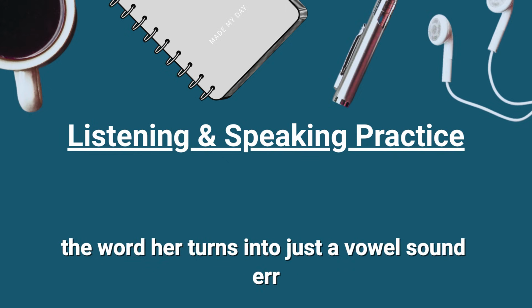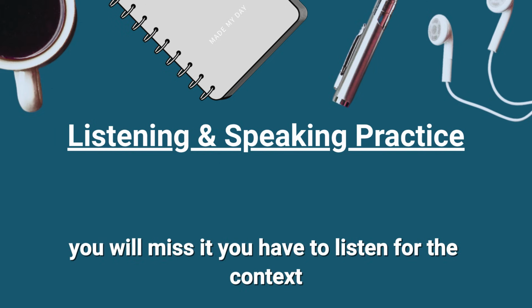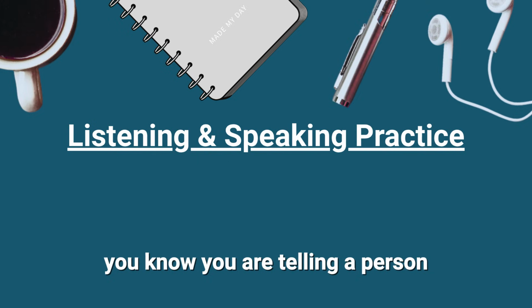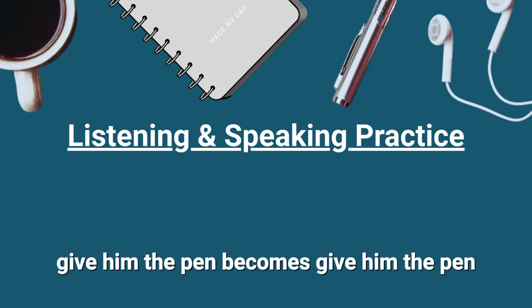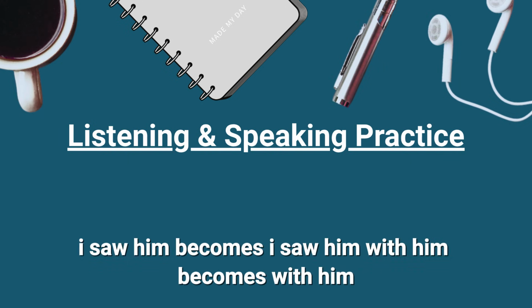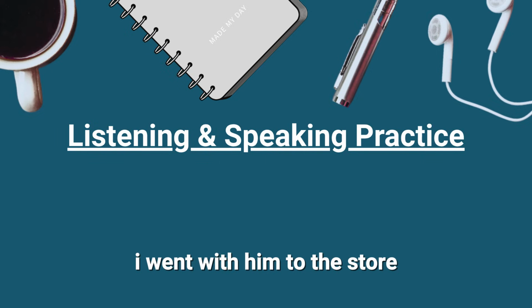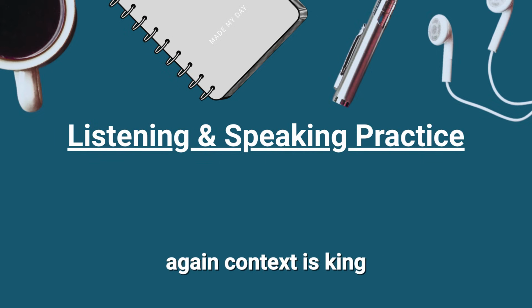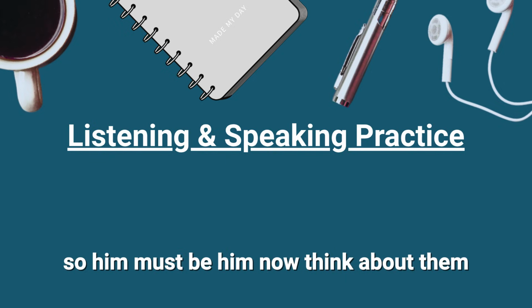The word "her" turns into just a vowel sound. If you are listening for the H, you will miss it. You have to listen for the context. You know you are telling a person, so the sound must mean "her." The same happens with "him." "Give him the pen" becomes "give 'im the pen." The H drops. "I saw him" becomes "I saw 'im." "With him" becomes "with 'im." It sounds like the word "im" without the H. "I went with him to the store." Again, context is king. You would not say, "I went with stem," so "im" must be "him."